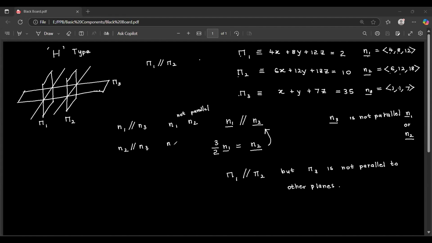Similarly, here you have to prove N2 is not parallel to N3. Okay, that's all you have to do here. That's all. Inconsistent equation, the third type finished. This is H type. Now we have to talk about A type.